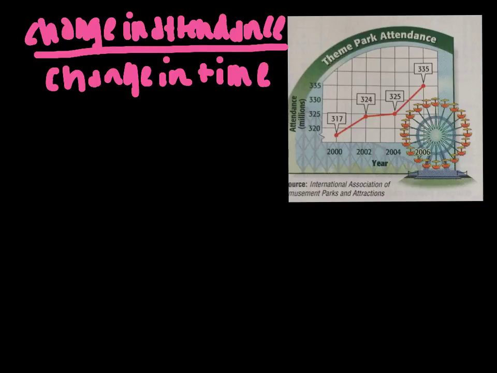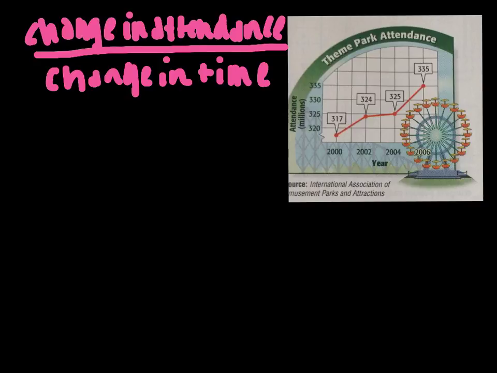So far you've seen rates of change that are constant. Many real-world situations involve rates of change that are not constant. So this graph shows the number of people who visited U.S. theme parks in recent years. Find the rates of change for 2000 to 2002 and 2002 to 2004.